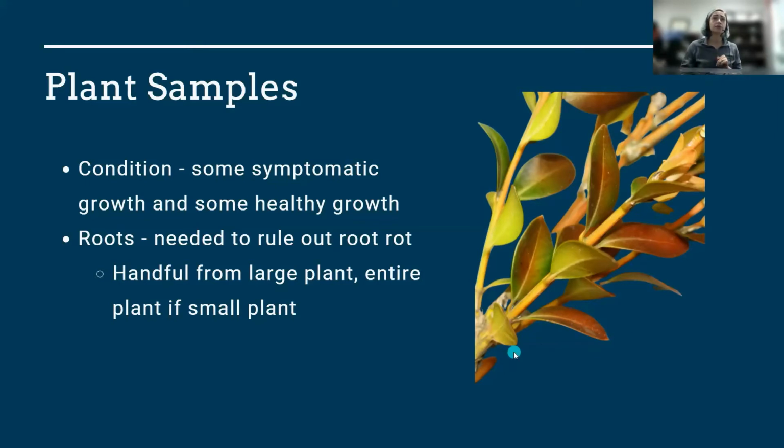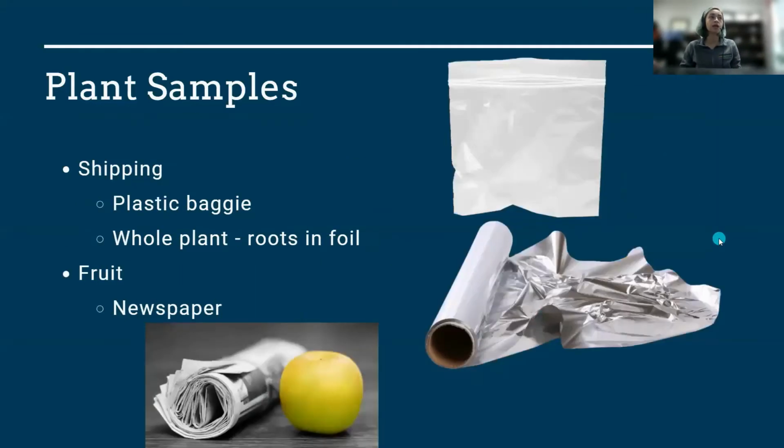It is always helpful to have a handful of fine feeder roots to rule out root rot pathogens. So even on our large trees, just excavating around the base of the tree, pulling some fine feeder roots, that's going to be really ideal if we're seeing serious decline in the plant health. When submitting samples, if sending in the mail, for woody ornamentals like trees, taking clips of the branch tissue and putting them in a plastic bag is great.